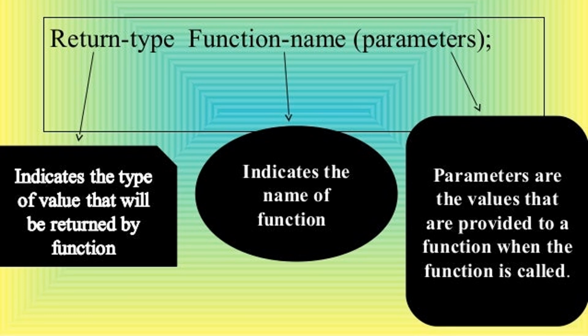Another explanation: return type, function name, parameters. The return type indicates the type of value that will be returned by the function. It can be integer, void, whatever return type, indicating what will be returned by the function. The function name is as per our wish. Parameters are what the function needs; we declare the arguments here. These parameters are values that are provided to the function when the function is called.